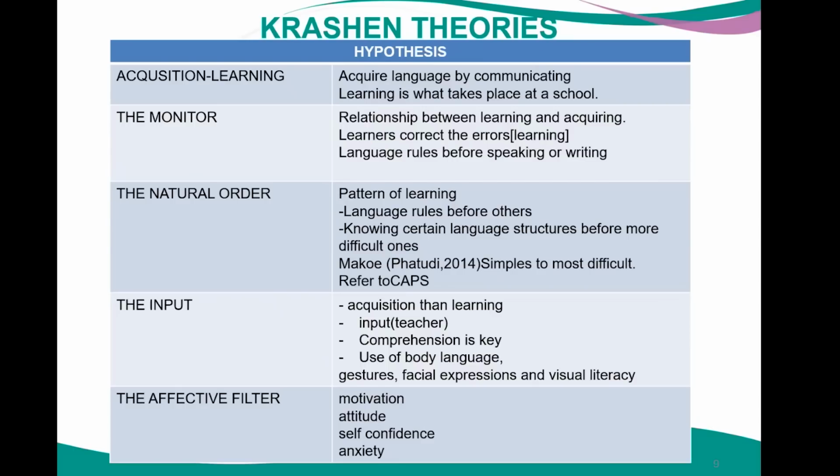Okay. There's a theorist called Krashen. Remember we spoke about theories, ideas. Krashen talks about acquisition and learning. The monitor, just, you acquire communication. Language by communicating. Learning is what takes place at school. The monitor, the relationship between learning and acquiring. Have an understanding of what he means by this hypothesis.